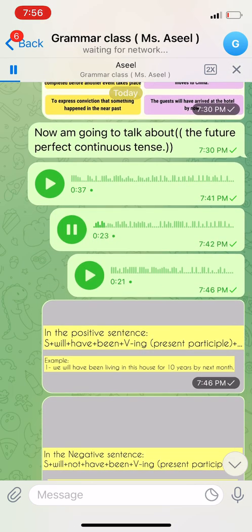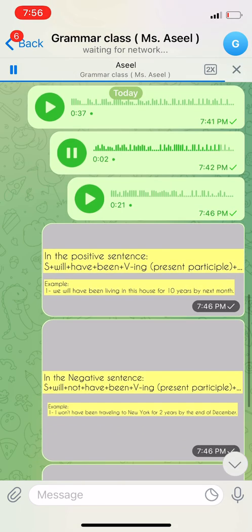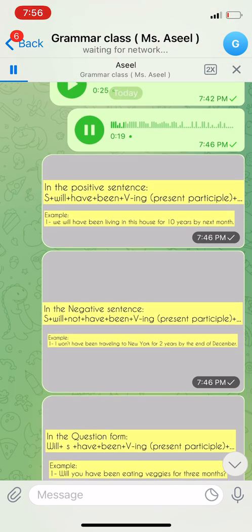When we are talking about an action that will happen and continue in the future, we must use the future perfect continuous tense. The future perfect continuous tense is a verb form or construction used to describe actions that will continue up until a point in the future. It is formed by combining the modal will, the auxiliary verb have been, and the present participle of the main verb with an ing ending.